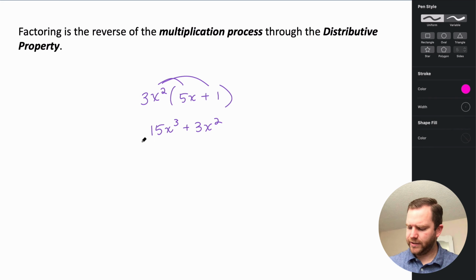But what if we wanted to go from this to this? We wanted to go backwards. Well, we can do that, and it's through the process called factoring. So let's go ahead and take a look at how we would factor some polynomial expression by first looking at how to find the greatest common factor.